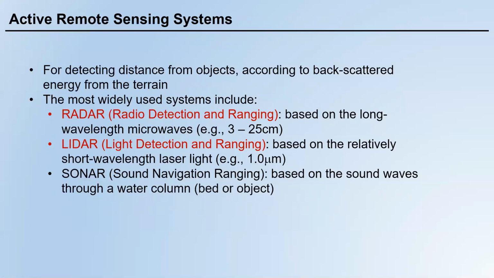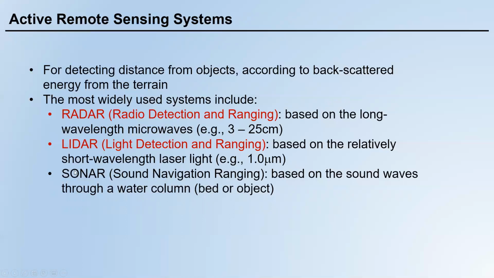Which means that the wavelength used by radar systems is pretty long. And another category is called LIDAR. This is more advanced. It's called light detection and ranging, based on the relatively short wavelength laser light. It's not microwave, it's laser light, which means that this light energy can travel along a very accurate distance for very long time. So for example, 1.0 micrometer. So the wavelength used by LIDAR is not as long as the wavelength used by radar, but LIDAR is also for what? For ranging, for detecting distance.